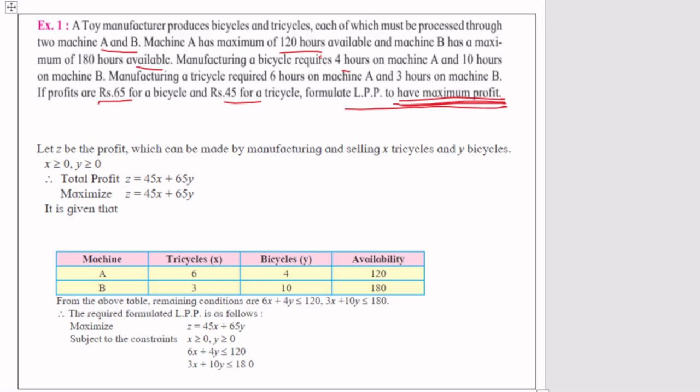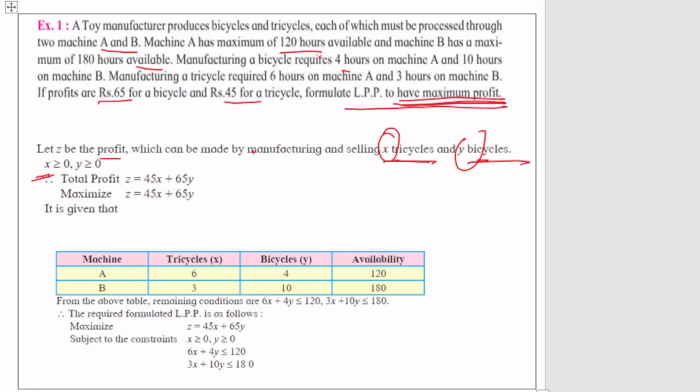So for this, let Z be the profit. They ask to maximize. Let Z be the profit, which can be made by manufacturing and selling x tricycles and y bicycles. So here come the variables x and y. x goes to tricycle, y goes to bicycle. Also, because here comes a profit, x should not be less than 0. It should always be greater than 0, or it can be equal to 0. It should not go beyond 0, the value of x, the variable.